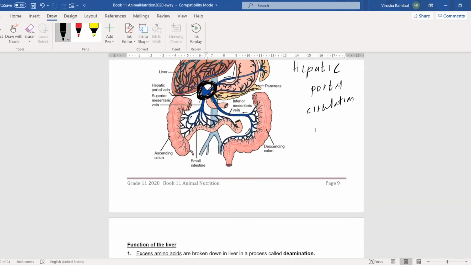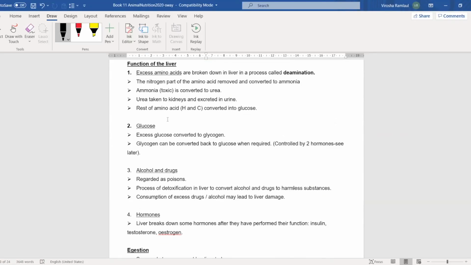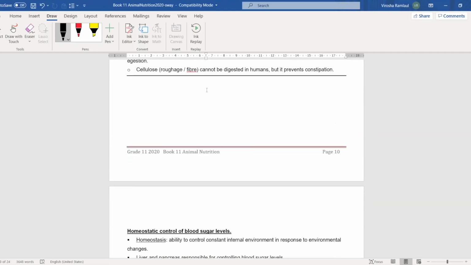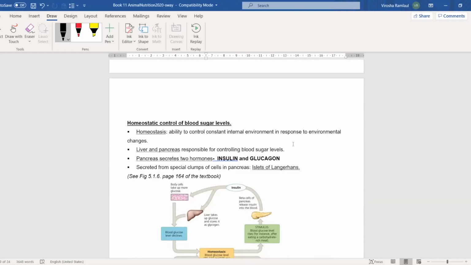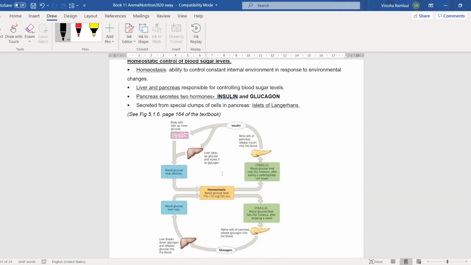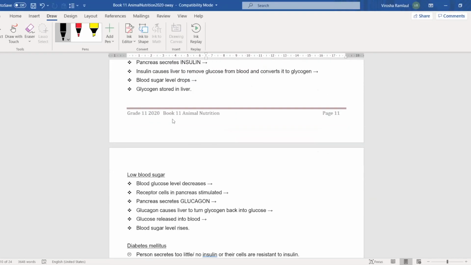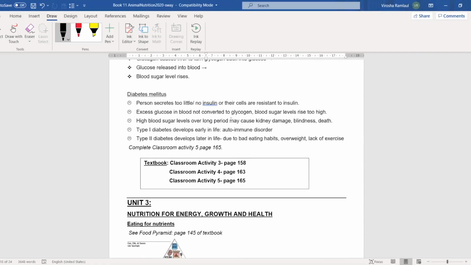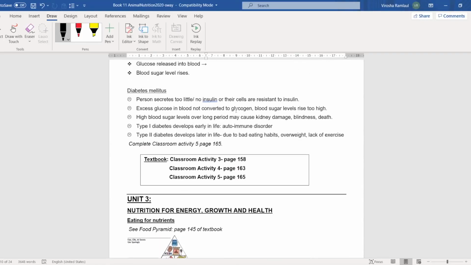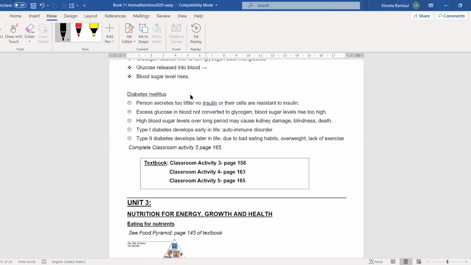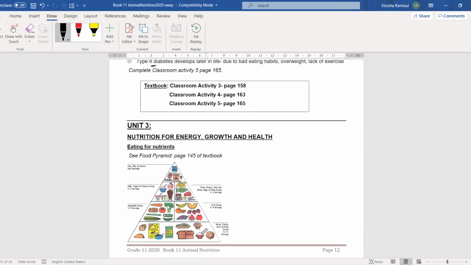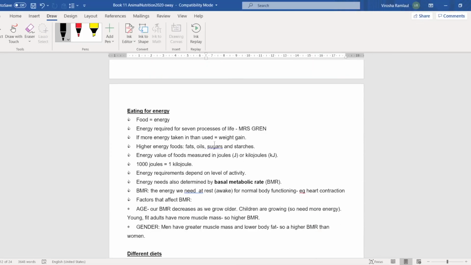Hepatic means liver. We've done the functions of the liver. We've done digestion. Very important, homeostatic control of blood glucose levels, insulin and glucagon. We spoke about diabetes mellitus, which is basically also known as type 2 diabetes, and I've spoken to you about type 1 diabetes. Let's go to this quickly.